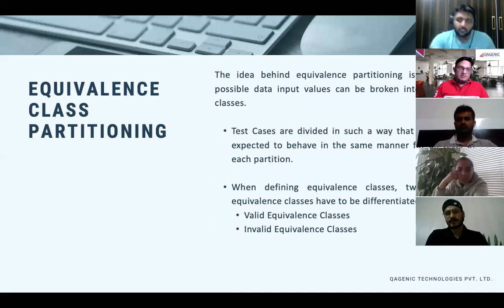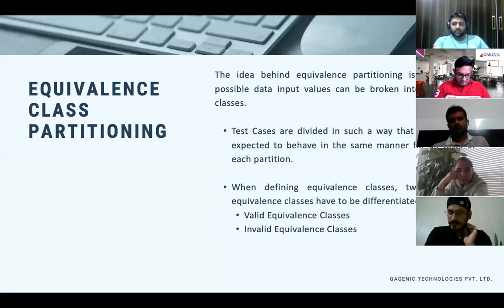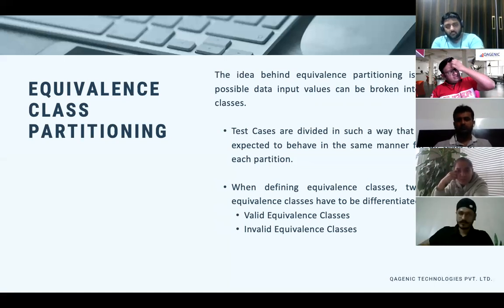Within valid, what do you think? I think there should be one at the boundaries and then 3, 4 random values in between. Okay, that also makes sense. We can pick up 18, 65 and then maybe 35, 46 like that.